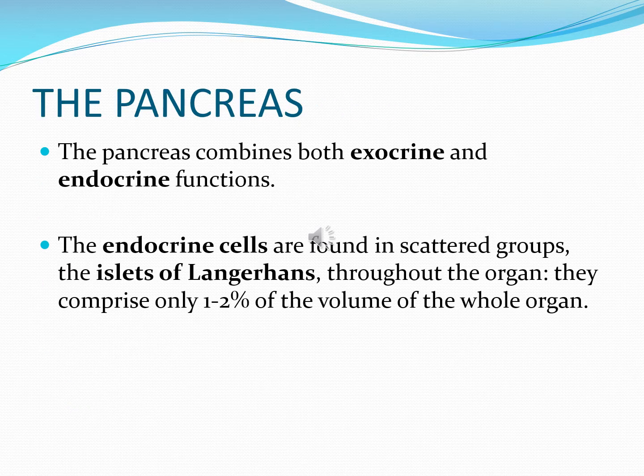So the pancreas is at the center of this story, and it's what helps to regulate blood glucose. In the pancreas, you've got both exocrine and endocrine functions. The endocrine cells, which we're going to think about today, are found in scattered groups in the islets of Langerhans, and these are scattered throughout the organ. However, they only comprise a very small percentage, 1 to 2% of the complete volume.